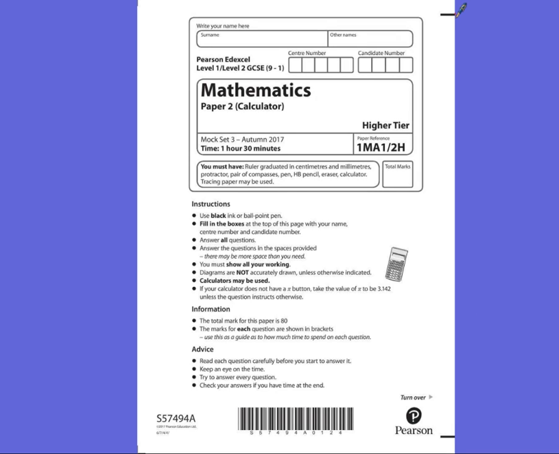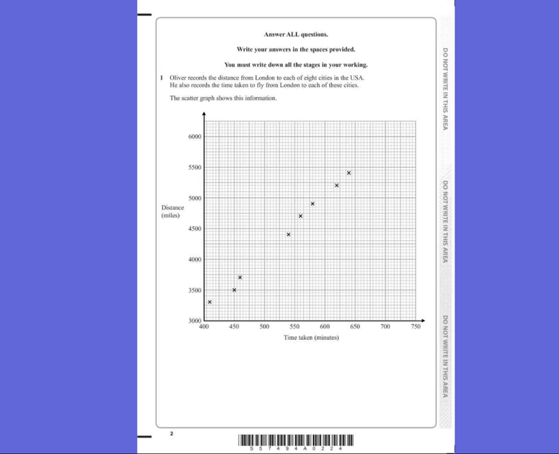This is Edexcel Secure Mock 3, paper 2H. Question 1. Oliver records the distance from London to each of 8 cities in the USA. He also records the time taken to fly from London to each of these cities and shows this in a scatter graph.